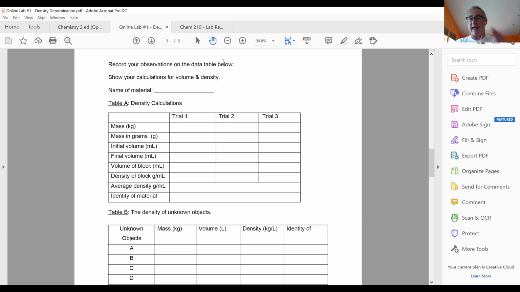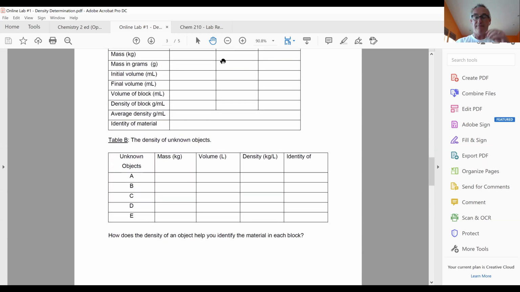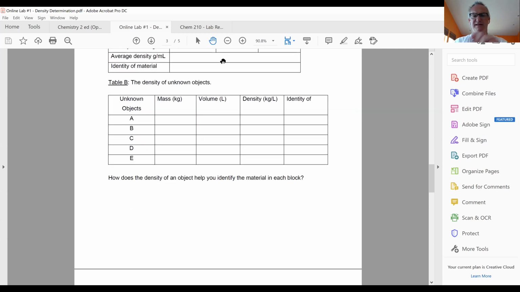So that's our table A, because we're going to be doing 2 experiments today. First one is just density of known things. And then B, we're going to be looking at the second experiment, we're going to be looking at unknown things and then trying to figure out what they are based on their density, okay? And then there's some questions. How does the density of an object help you identify it? That should be part of your conclusions at the end.